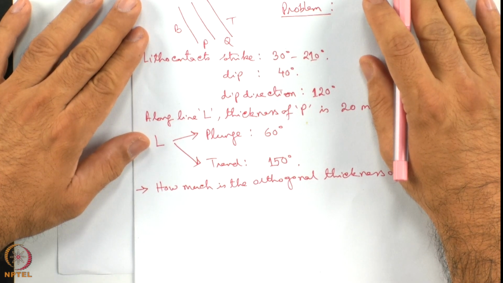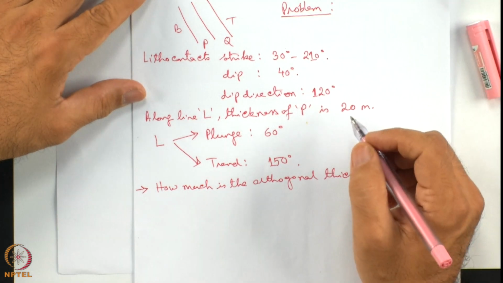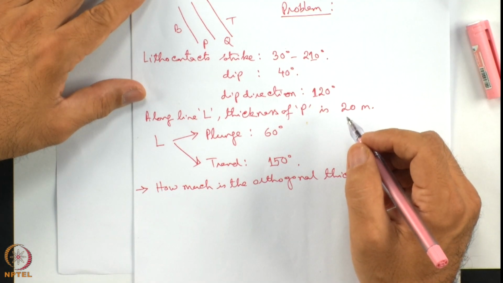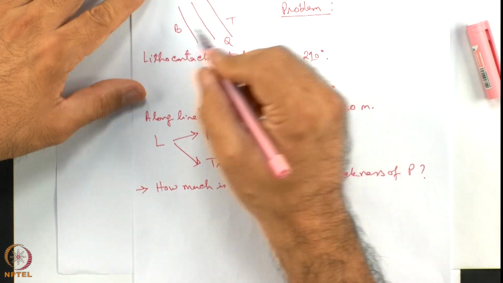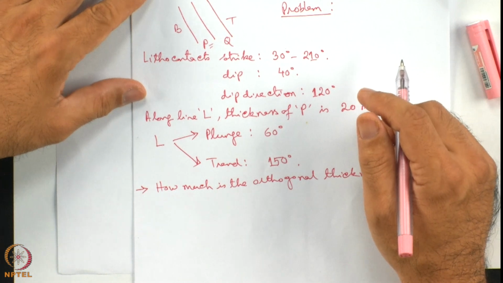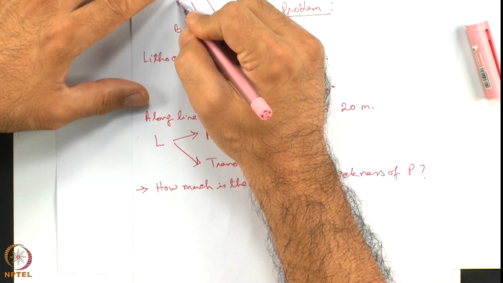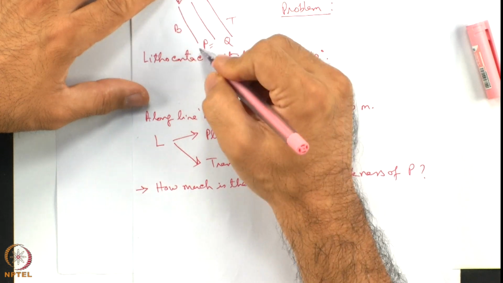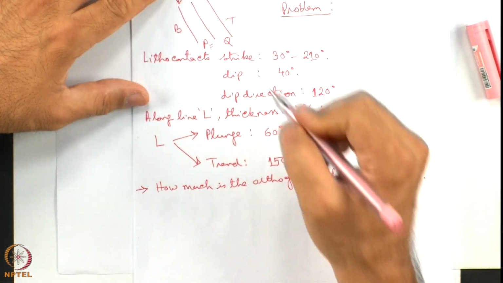Now, we are taking a general problem of finding out the orthogonal thickness of layers, say layers P, Q, T and B, that will be useful in plotting the litholog. Let us consider the lithological contacts: between B and P is this one, between P and Q is this one, and between Q and T is this contact.